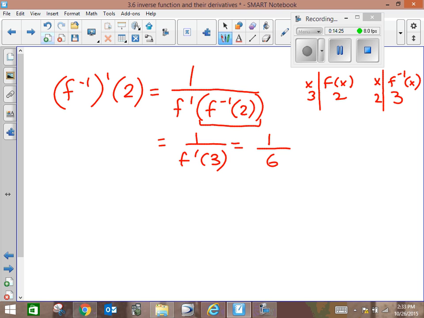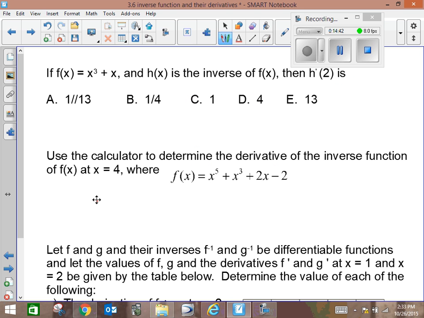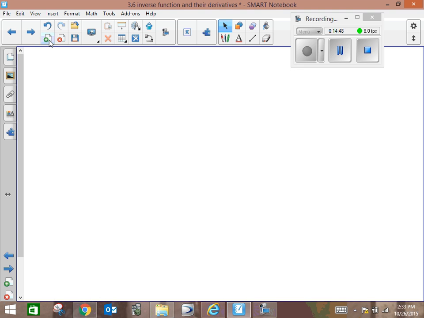All right, let's try one where we actually get an equation instead of the table value. Are you ready? Does anybody have a question over this? I think there's one on that page right here. So again, I'm going to give me another page because it's going to take a while here.